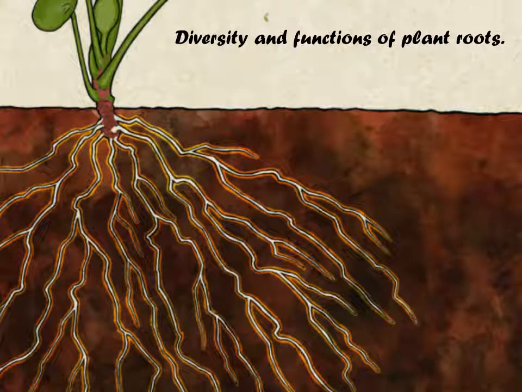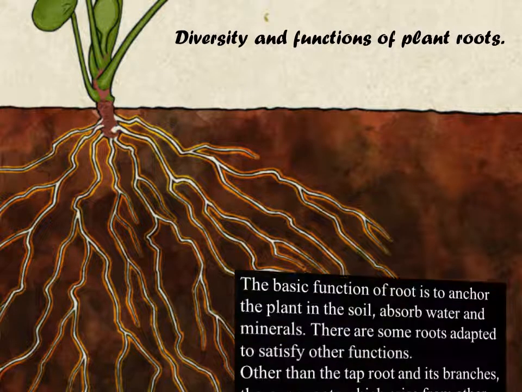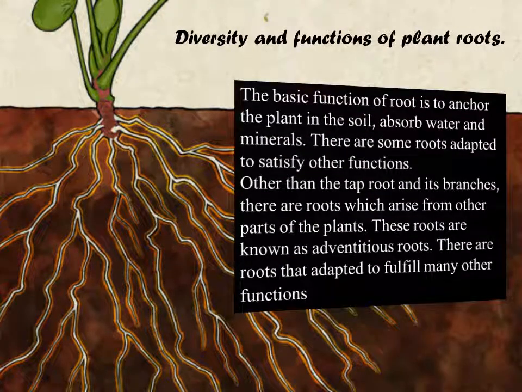Let's talk about diversity and functions of plant roots. The basic function of root is to anchor the plant into the soil and absorb water and minerals. There are some roots adapted to satisfy other functions. Other than the taproot and its branches, there are some roots which arise from other parts of the plants. These roots are known as adventitious roots.